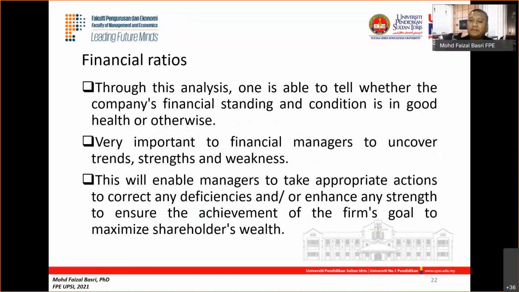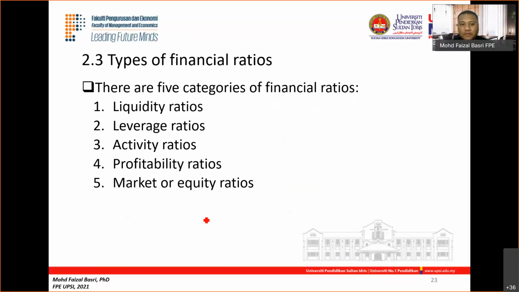Okay, and very important for the internal managers to check their trends, to identify their strengths and weaknesses as well. So from the internal point of view, when they do the financial ratios, they can take appropriate actions, whether how to correct any deficiencies or how to improve their performance in order to ensure they maximize their shareholders' wealth. If you remember last week, I had mentioned a bit about the goal of a company, which is to improve the shareholders' wealth. So these are the five categories I mentioned earlier: liquidity, leverage, activity, profitability, and also market ratios.